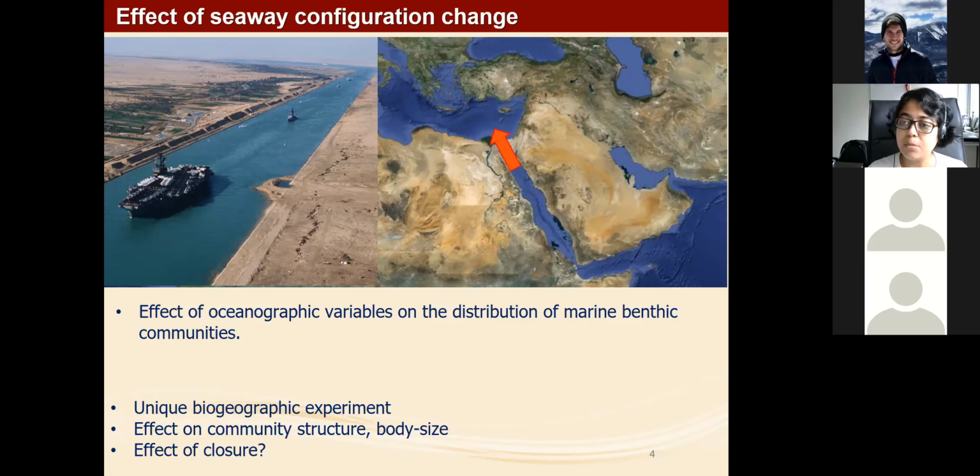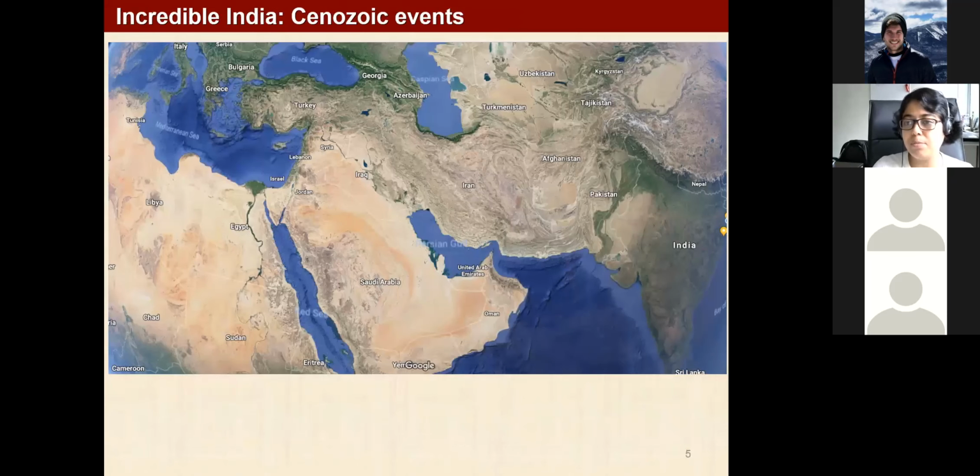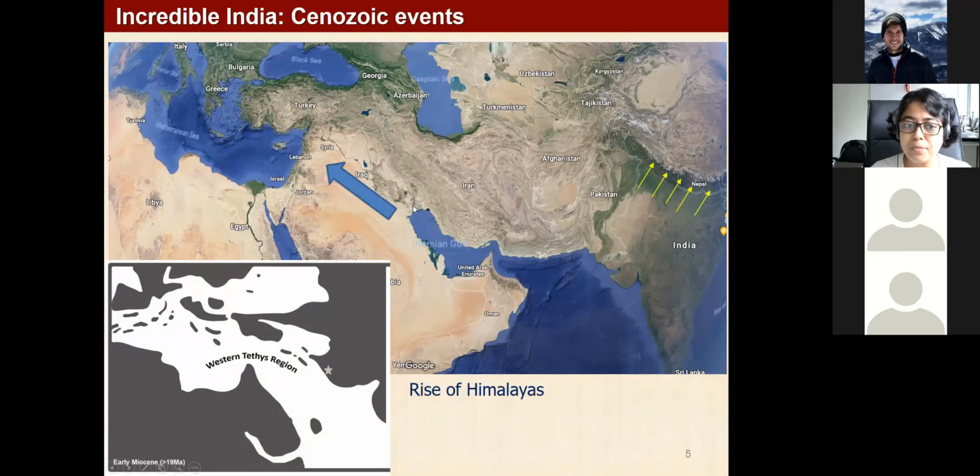What's the change you can expect in the ecological community? So that we can do using the recent record of the Red Sea and the Mediterranean. But a similar question can be addressed in a slightly different way: what happens if you close the seaway? And this question leads us to the place close to my home, and that is the area near India.